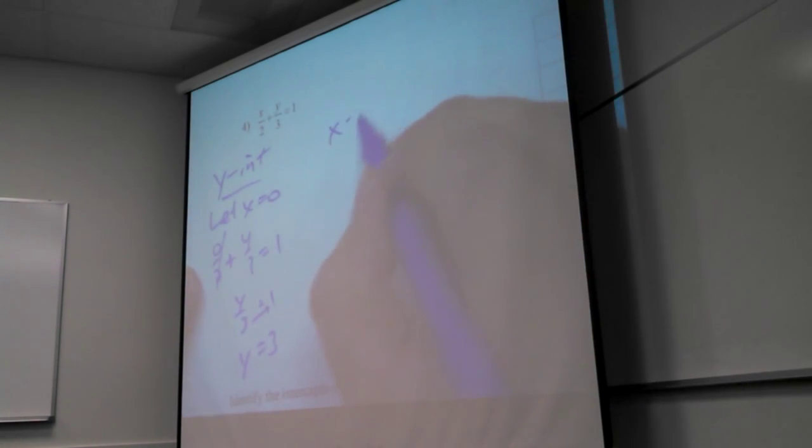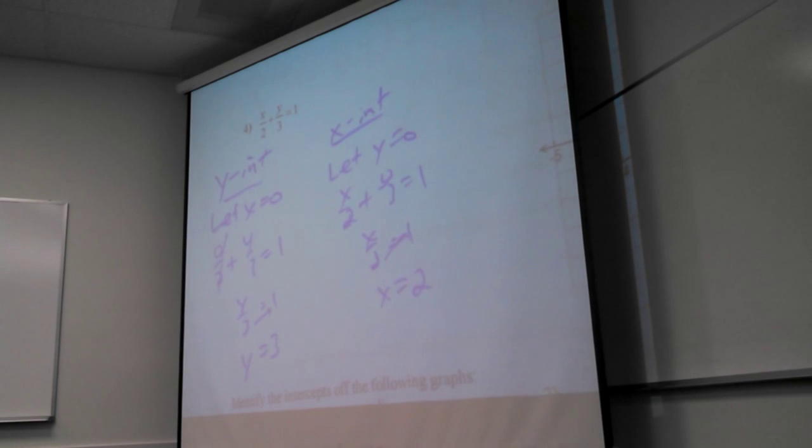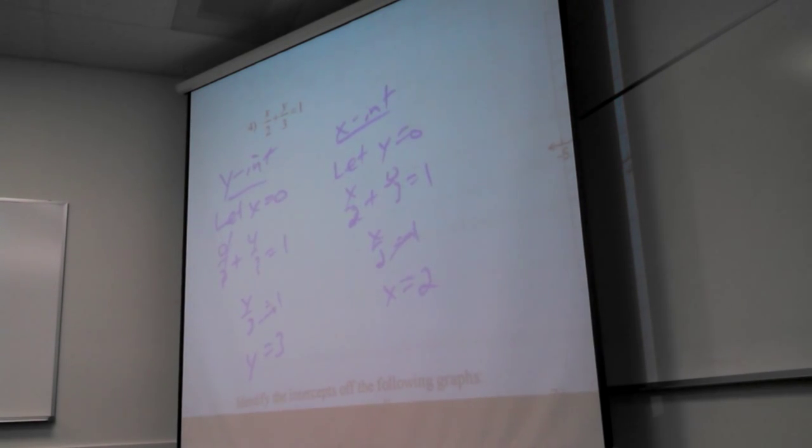What about the x-intercept? Let y be 0. So x over 2 plus 0 over 3 equals 1. x over 2 equals 1. Good. x equals 2. Multiply by 2. I like it. Let me stop there for a second. And now you guys kind of see what I mean about equations will never go away.